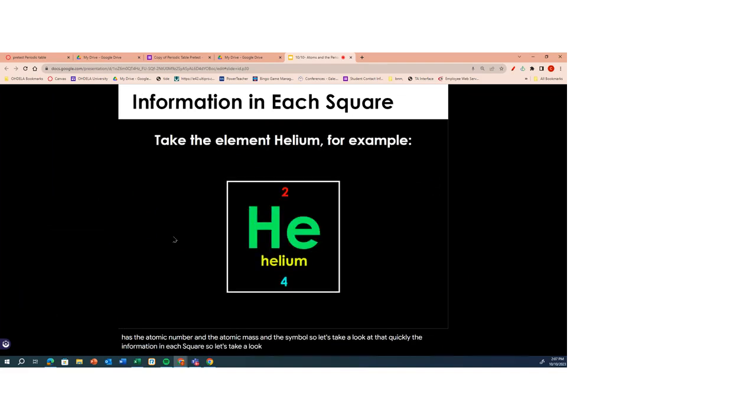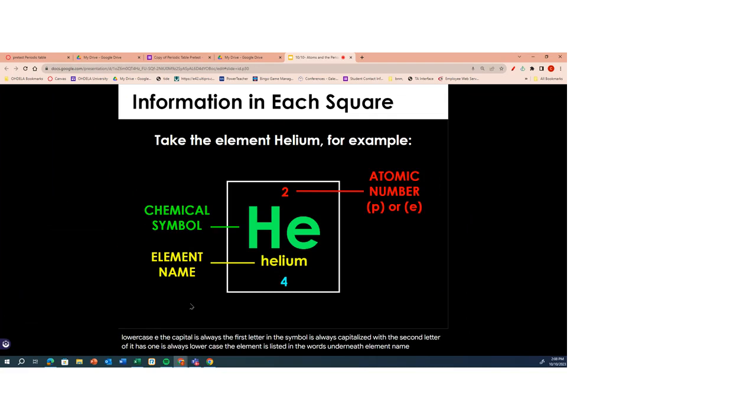So let's take a look at helium. Helium has the chemical symbol, capital H, lowercase e. The first letter in the symbol is always capitalized. The second letter, if it has one, is always lowercase. The element name is listed in words underneath. And the atomic number is 2 in helium's case. It's the number of protons or electrons.